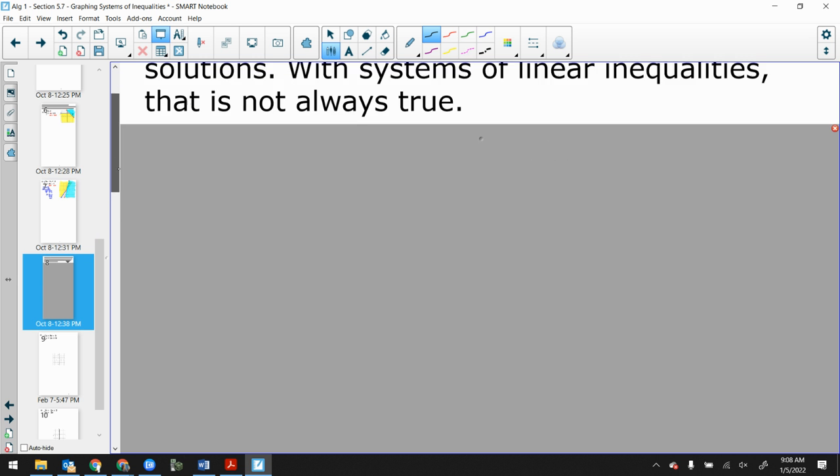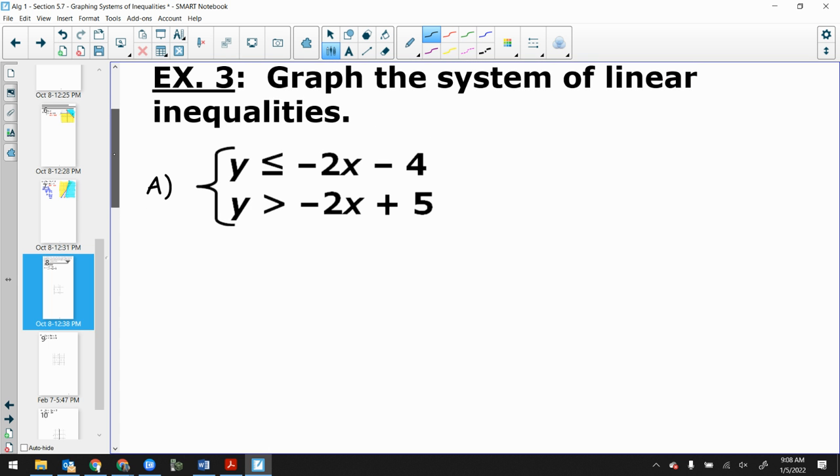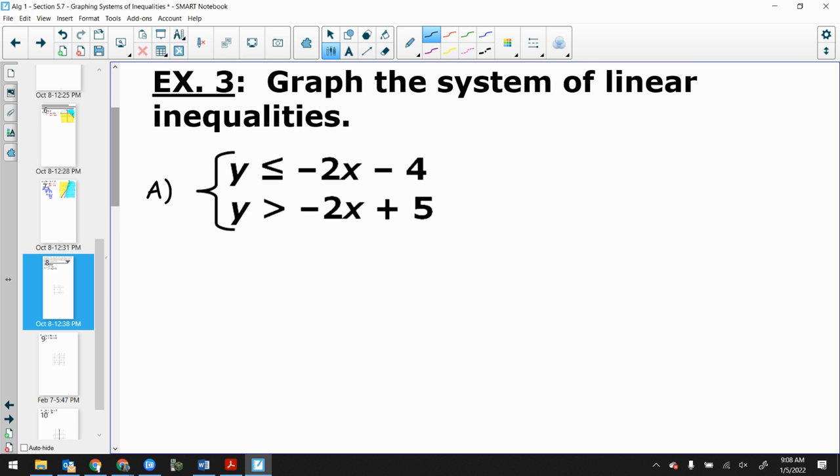Now, let me ask you something. Taking a look at those equations, what do you notice about those 2 inequalities? They have the same slope. What's that mean? Parallel. They're parallel. Now you guys probably think parallel, ooh, no solution. That's not necessarily true. It can be true, but it's not necessarily true. Let me show you what I mean here.